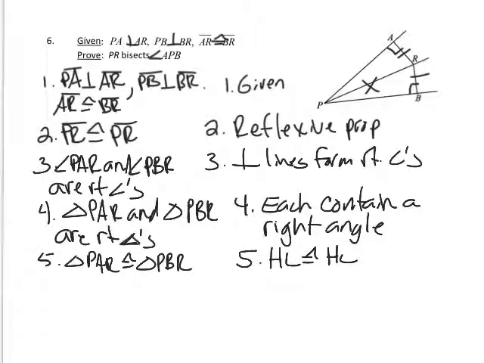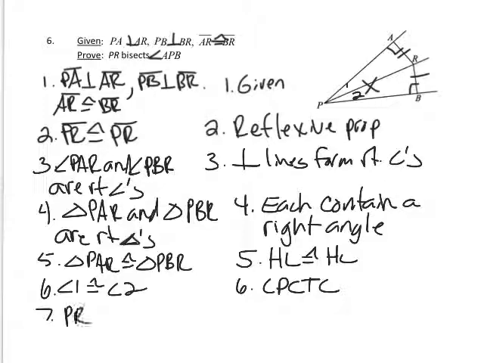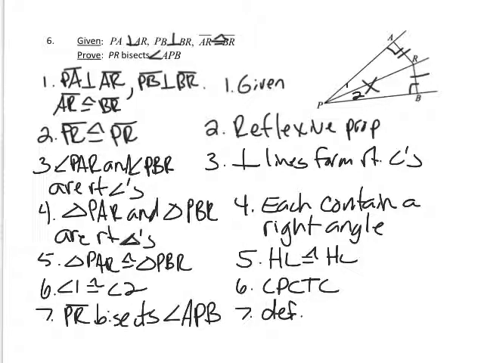Two more steps. If I label angle 1 and angle 2, I can now say that angle 1 is congruent to angle 2, and that's because corresponding parts of congruent triangles are congruent. Finally, you can say that PR bisects APB. And that's just by definition of an angle bisector. And that's it. So again, we get the triangles congruent, we use CPCTC to get the parts congruent, and then we use a definition for our final statement. And we're going to practice more of these in class.